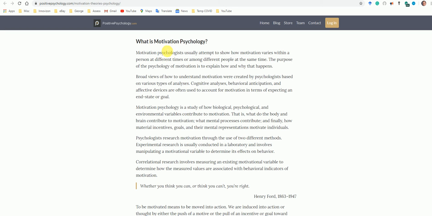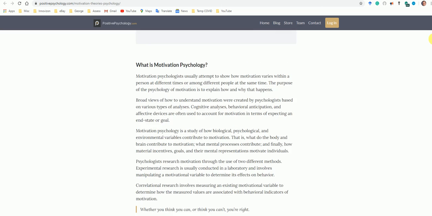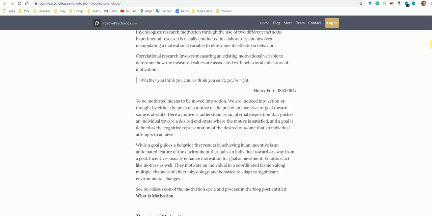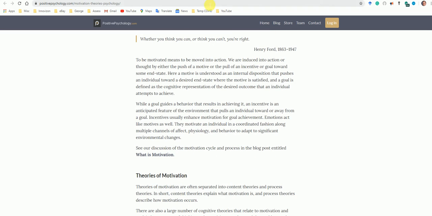So motivation psychology usually attempts to show how motivation varies within a person at different times or among different people at the same time. That is why it's important in companies, in the corporate setup. So we have behavioral, developmental, and also cognitive analysis here.